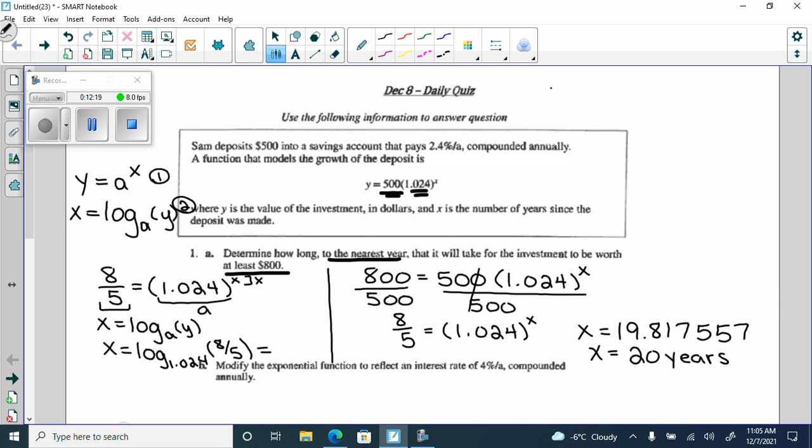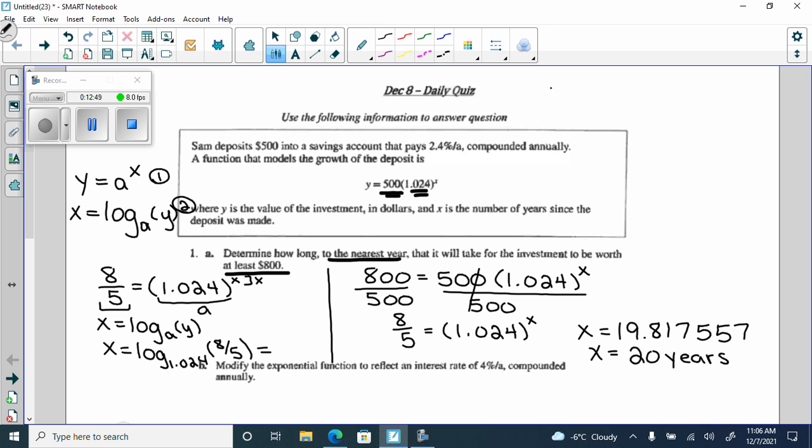Everyone type that into your calculator. Log base 1.024 of 8/5. Everyone type it in. Practice with your calculator how you do it. Depending on what calculator you have, you're doing it differently. Did you get the same answer? 19.81?